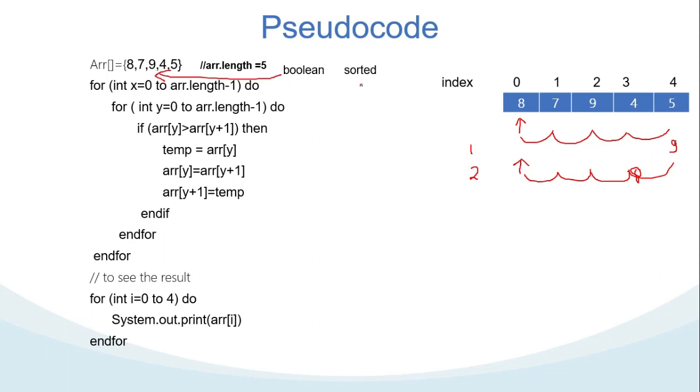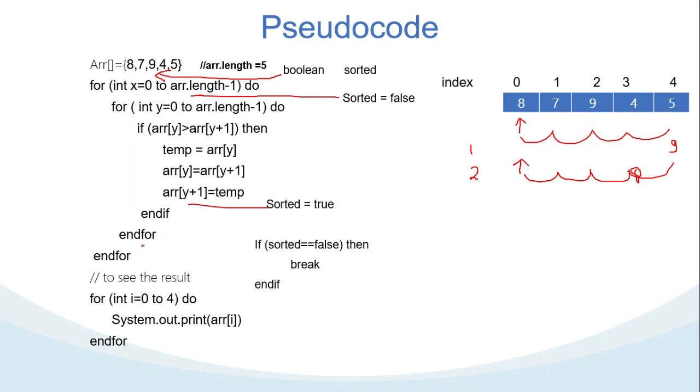I use a variable sorted and I declare it as Boolean. And then we initialize the Boolean as false here. If there is sorting, then we change the value of sorted to true. Once it's out from the inner loop, we check. If there is no sorting, then we quit from the loop and go back to the outer loop. We continue doing so until all numbers are sorted.